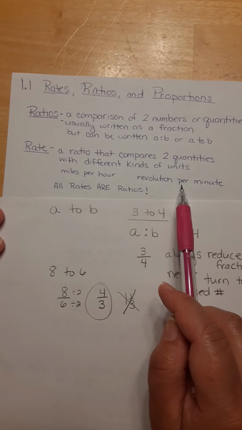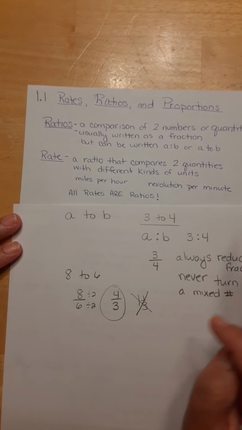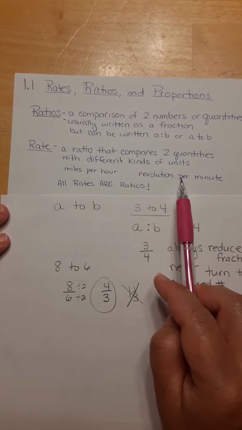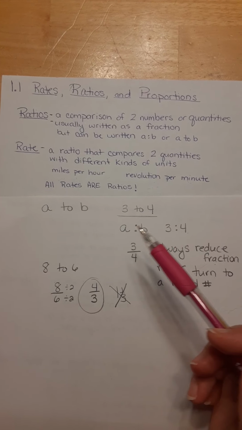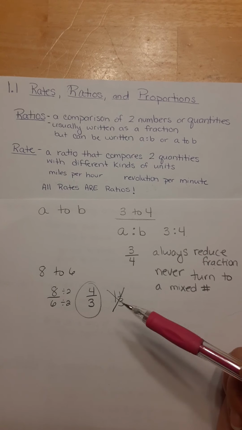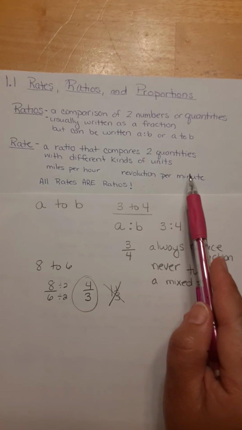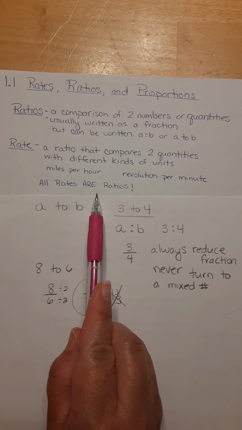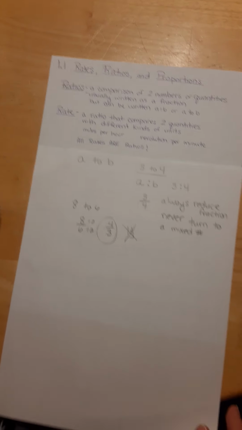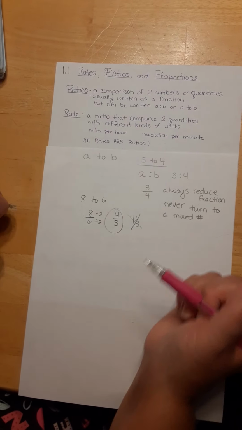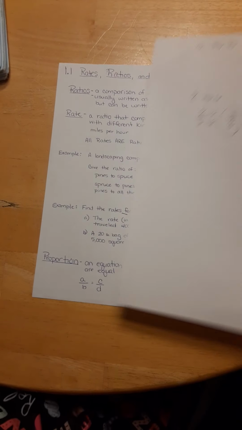Another one would be revolutions per minute. So we're studying how many times a wheel rotates at a certain speed, okay? Revolutions per minute. Another would be heartbeats. How many heartbeats do you have in a minute? Those are rates. They're comparing two quantities with two different units. All rates are ratios. It's a special type of ratio. With rates, we always want our denominator to be 1. That's called a unit rate.